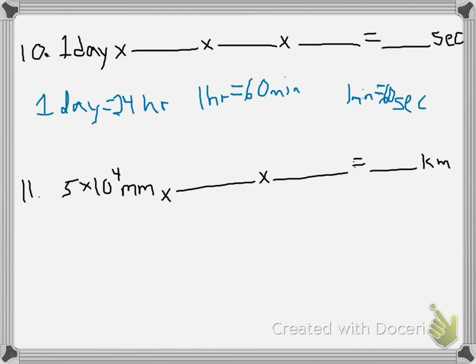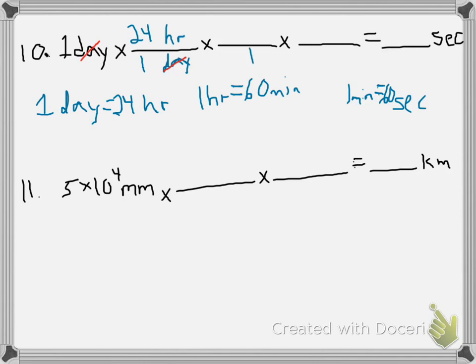I'm starting with day, so day needs to go into the denominator. And the only thing I know off the top of my head is how to convert days into hours. So hours will go in the numerator. So I'll have 24 hours is equal to 1 day. So notice these units, days, cancels out. I'm left with hours. But I don't want to be left with hours. I want to be left with seconds. So I need to keep going.